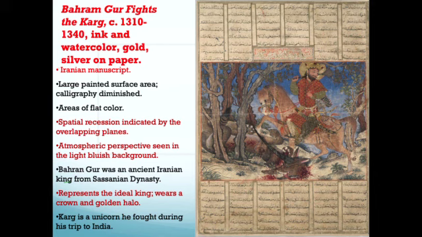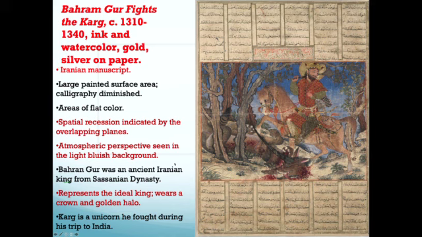So here we have Bahram Gur Fights the Karg, all right? And this is ink, watercolor, and gold on silver and paper. It's an Iranian manuscript. We have some spatial recession here, indicated by these overlapping patterns. We have this decapitated animal in the foreground, which is closer to us, which is larger. We see the horse and Bahram Gur behind that. And then even further, we have the lines for the hillside receding back into the distance.